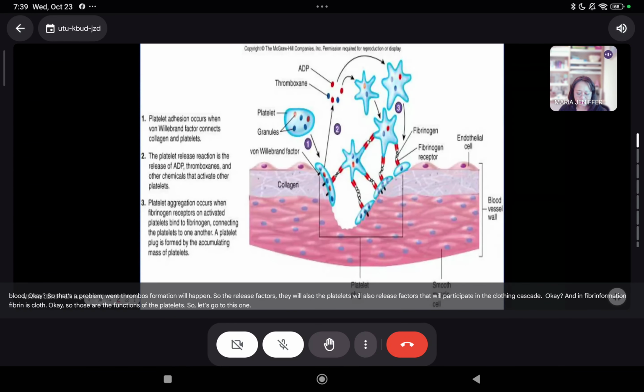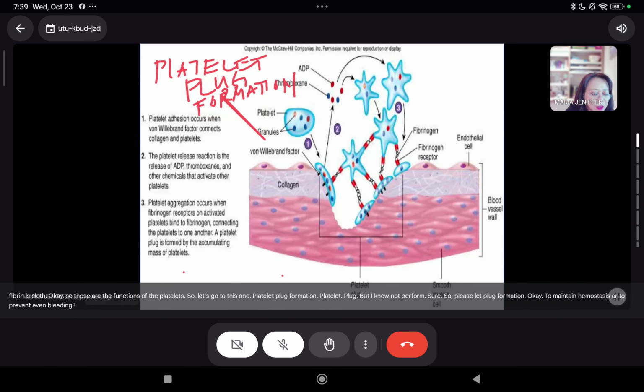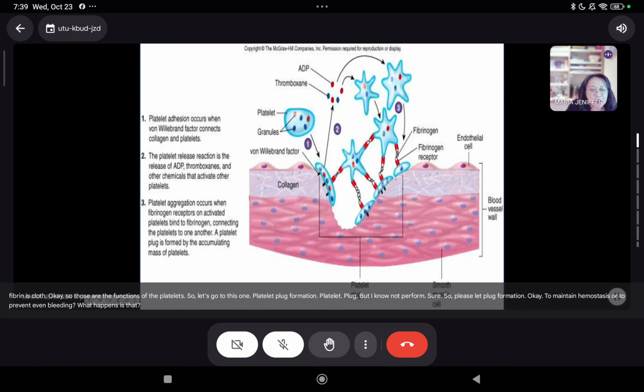So let's go to this one. Ito yung platelet plug formation. Paano na po-form siya? To maintain hemostasis or to prevent bleeding, what happens is that there will be a signal wherein the platelets are going to be activated.